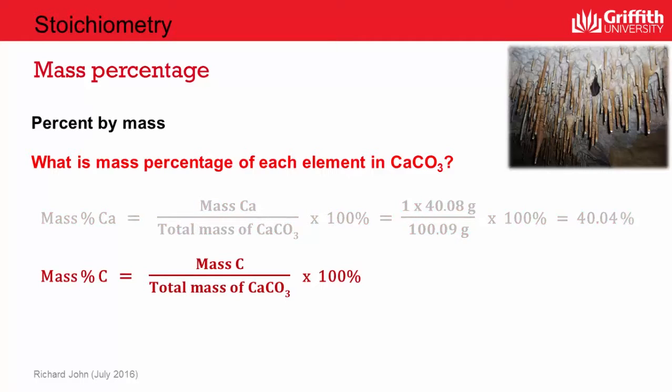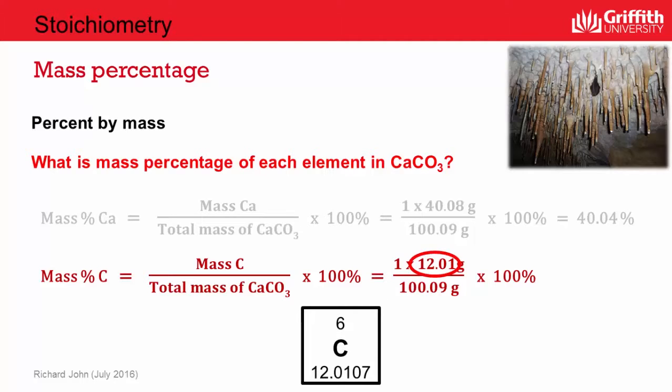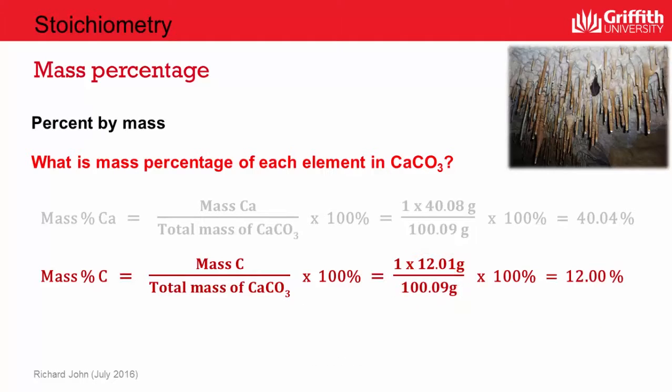We can do the same for carbon. The mass percent of carbon is the mass of carbon over the total mass of the compound, the contribution from carbon being 1 times 12.01 over the total mass, 100.09 grams. Remembering again, this comes from the periodic table, and this is the molar mass of the whole compound. So again, when we plug those numbers into our calculator, we get 12.00% as the mass percentage for carbon.